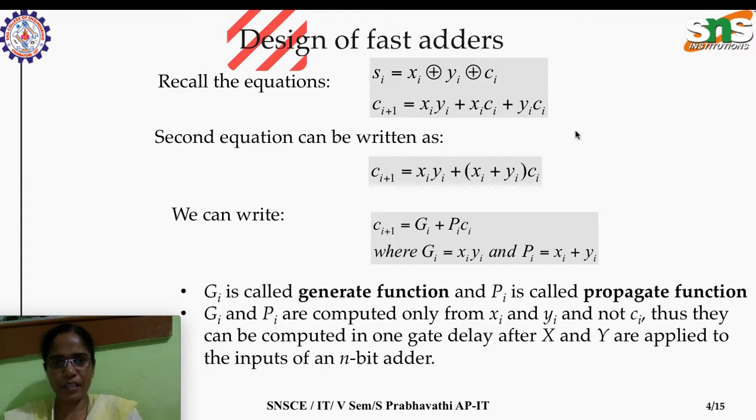This is done by redesigning this carry equation. Here the generate and propagate functions are computed independently and do not depend on ci, so they can be computed in one gate delay. To produce xi yi we need one AND gate, and to produce xi plus yi we need one OR gate.